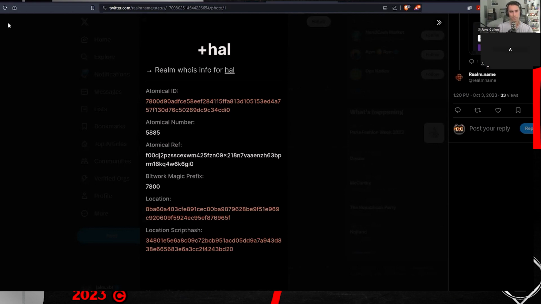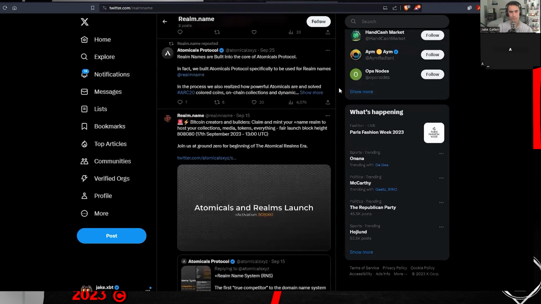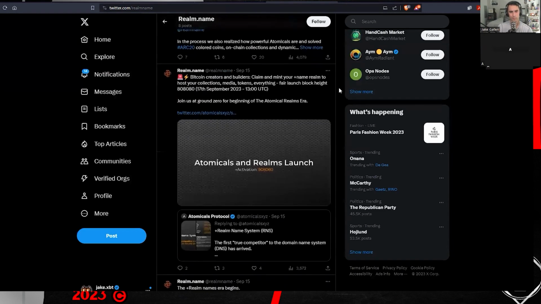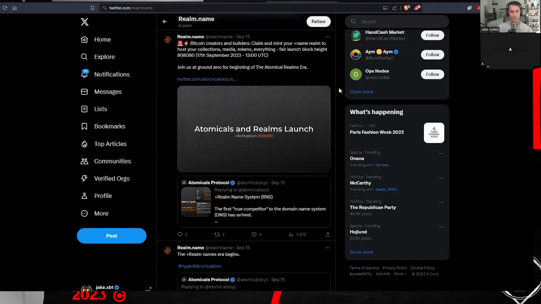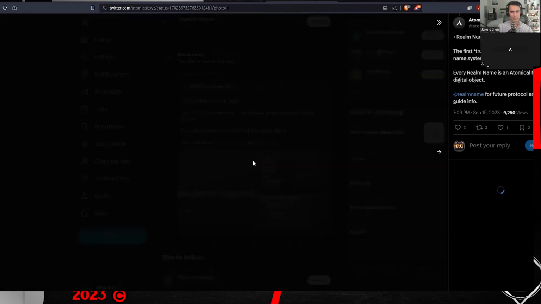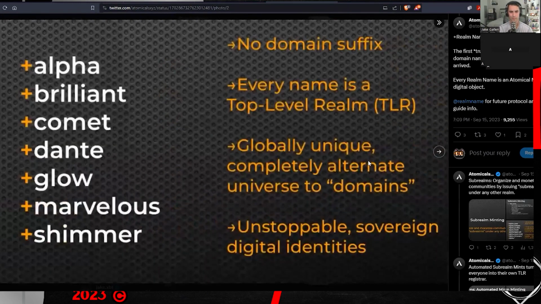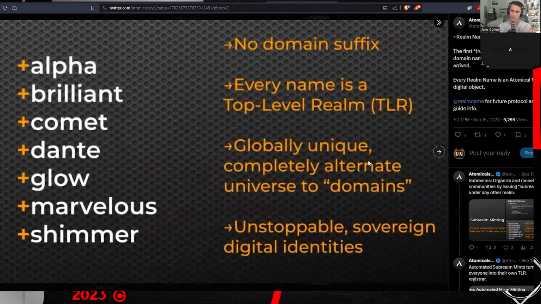So realms is, I think, our best chance at digital sovereignty in the 21st century. And so right now, you can claim your own realm name that is globally unique. You can store your collections, host your website, and host your social media profiles. Your Nostr links and your Nostr profiles will be linked on Bitcoin as well. And you can see here that there is no domain suffix. Everything is what you call a top-level realm.